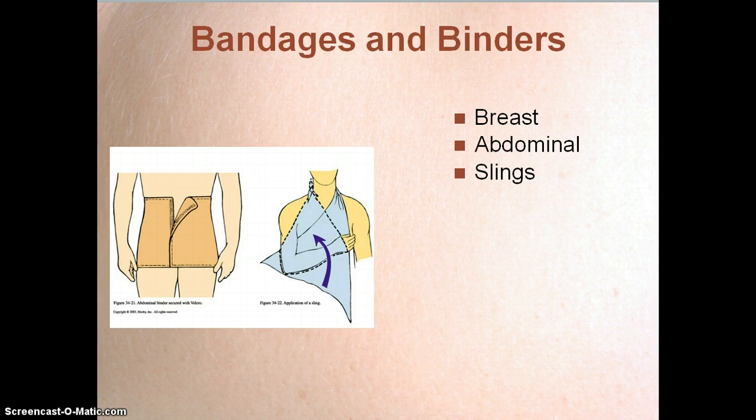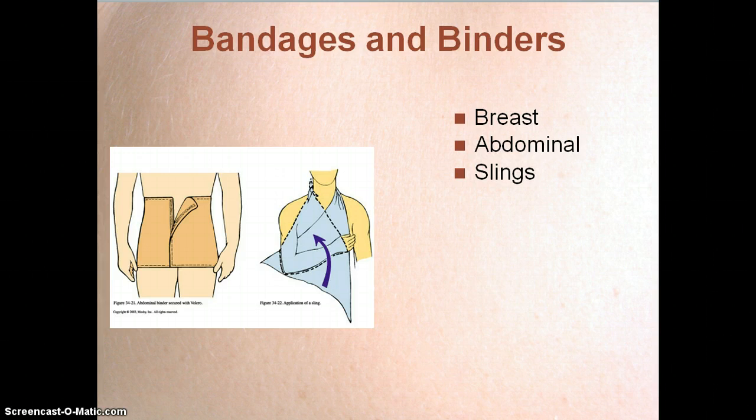And the advantage of an ACE wrap is if they have a lot of edema, you can wrap it, and then as that edema improves, you can wrap it tighter and differently, whereas a TED hose is a one size fits all, and if their edema or leg size changes, then it's not appropriate.